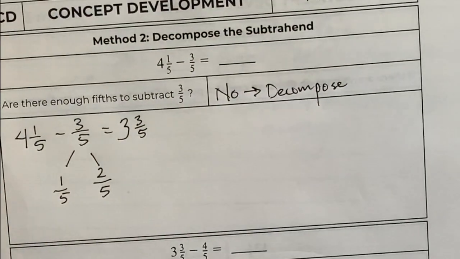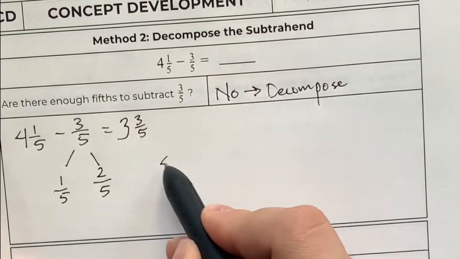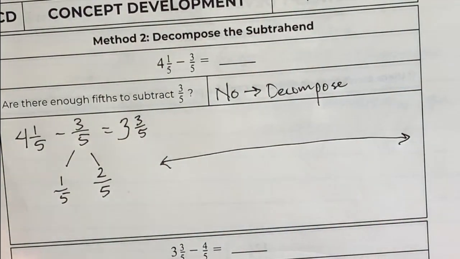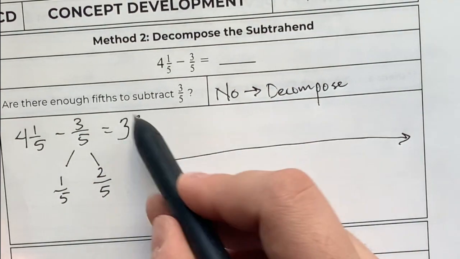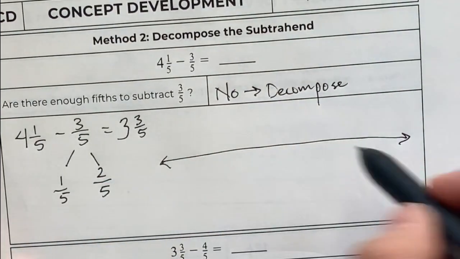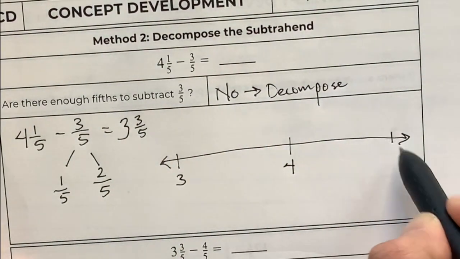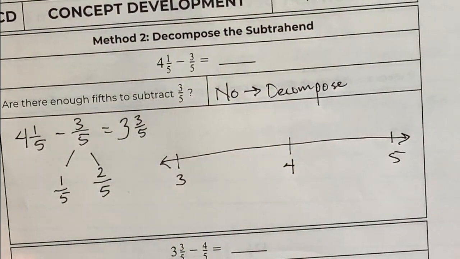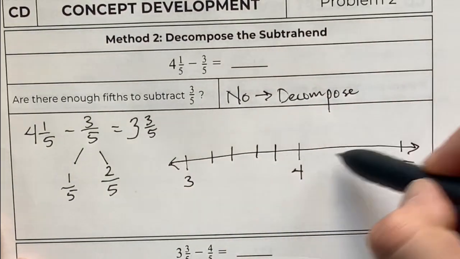And I think this is easier to see using a number line in the arrow method. So here's my number line. My answer is greater than 3, but my starting number is bigger than 4, so 4 will be my middle number. 3 will go down here, 5 up here. I have fifths, so I need to make sure I draw in my fifths.